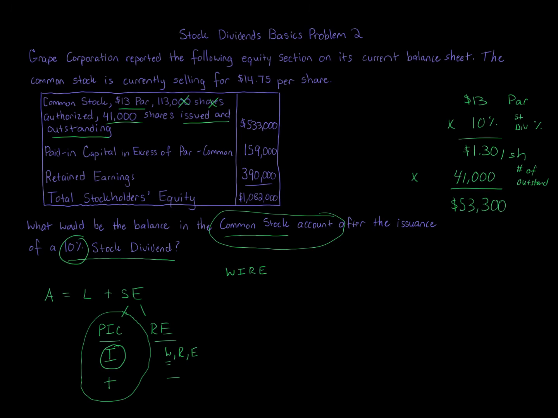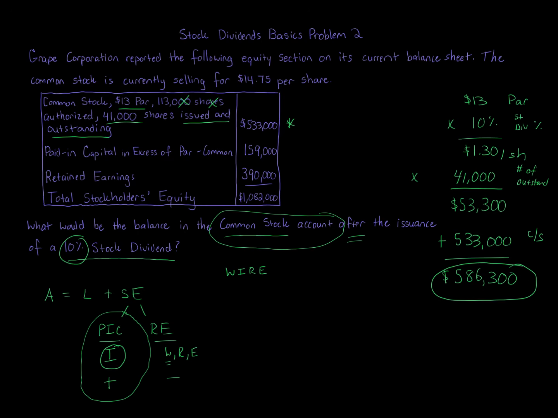We're going to add this to the previous common stock account, which is $533,000, the common stock before this transaction. We add those two numbers, $533,000 plus $53,300, and we get $586,300. And that is our end answer. That is how much common stock is going to be after the issuance.